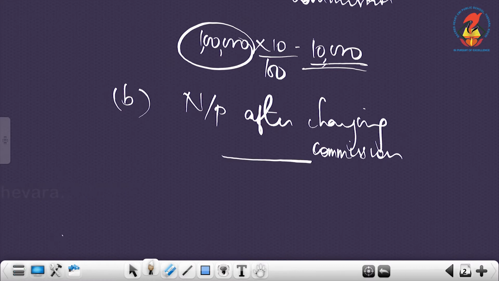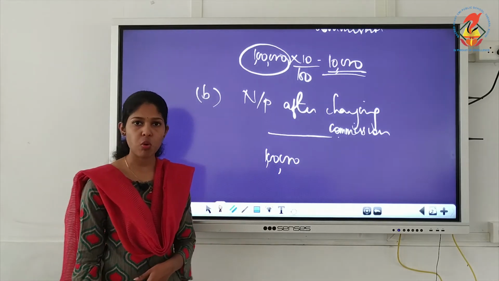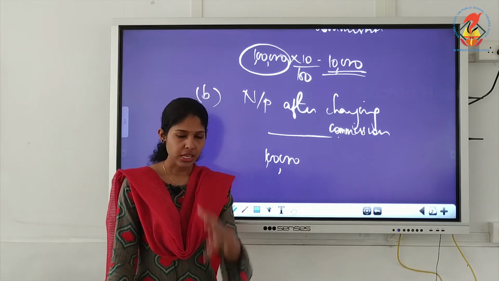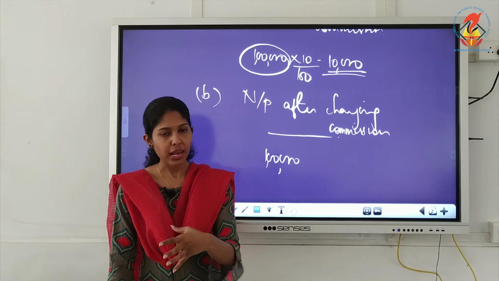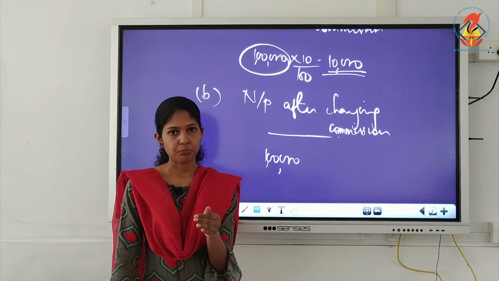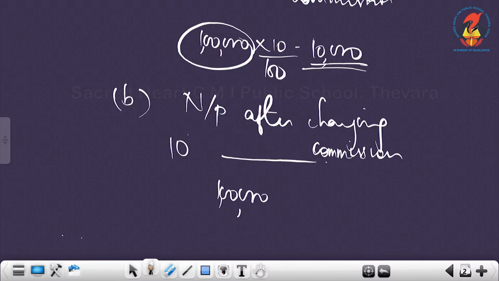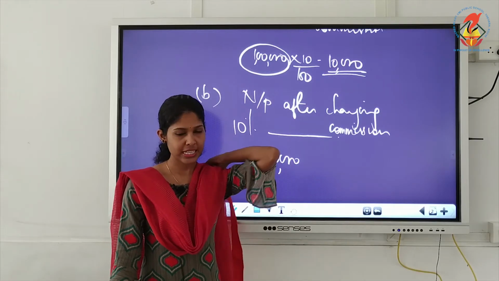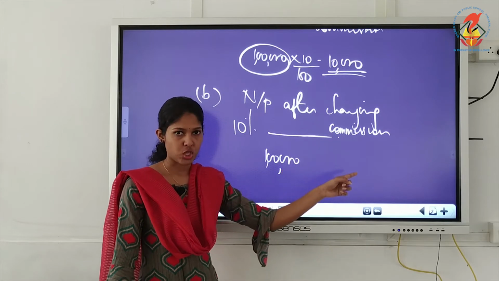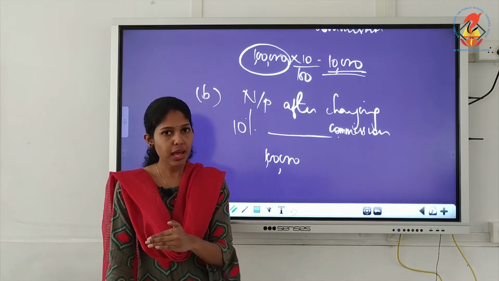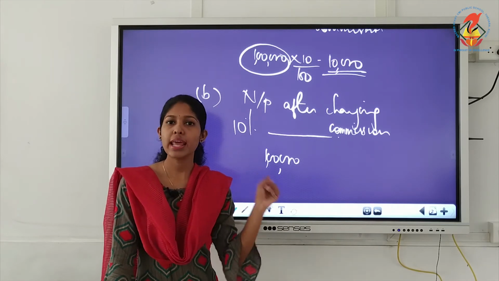Yes, when it is after charging and if the net profit is 1 lakh, can we directly compute on this 1 lakh? No. After charging commission means first you have to deduct the commission from 1 lakh. On the balance you will compute manager's commission. But do we have the amount of manager's commission? No. It will be again given as a percentage only, like 10% and all. So 10% you can't directly compute on 1 lakh because it is after charging. First you have to charge commission. Charge commission means deduct commission. On the balance you have to compute, not directly on 1 lakh.